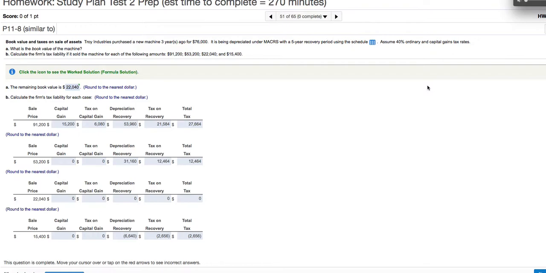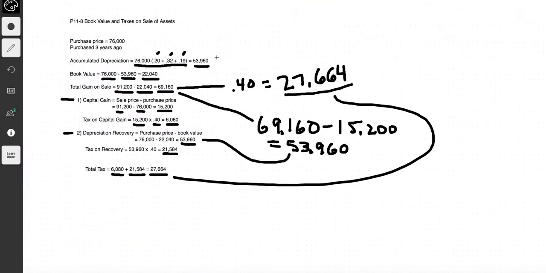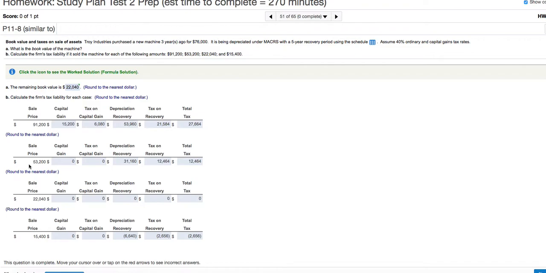Okay, so just to clarify, when we compare these first two problems, our total gain was 91,200, the sale price, minus our book value of 22,040, and that gave us a total gain of 69,160. So the same thing applies for the rest of them. On the second one, 53,200 is our sale price. And if we subtract our book value, the 22,040 right here, that gives us our total gain of 31,160.